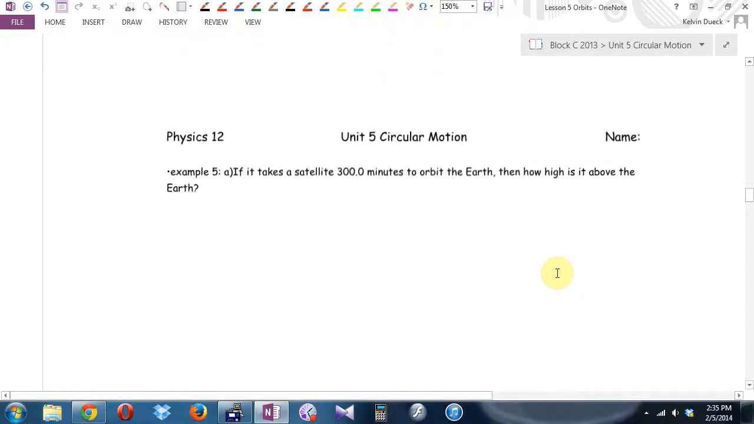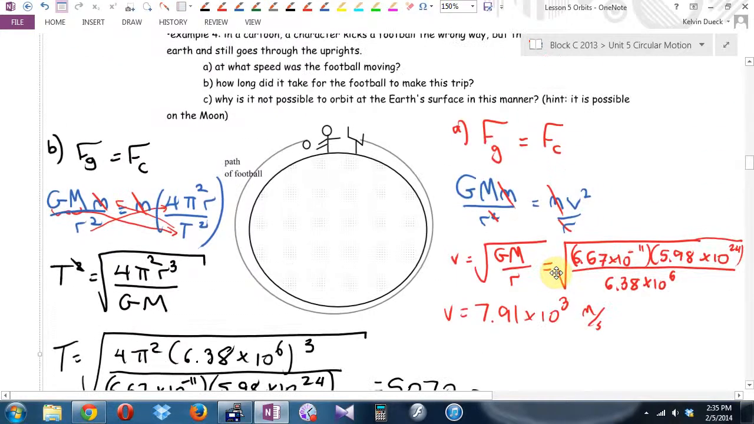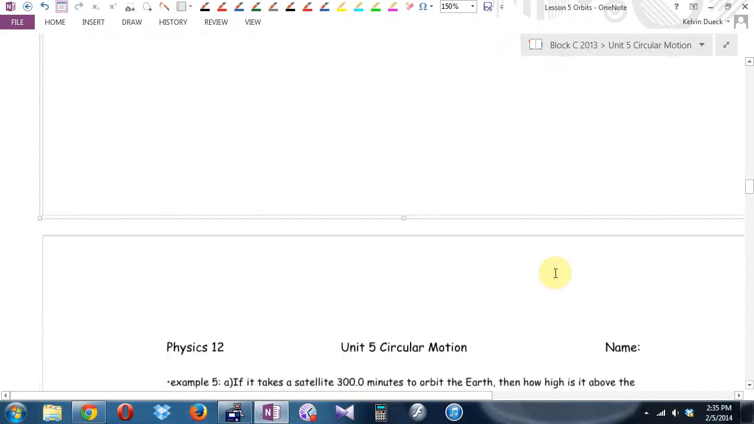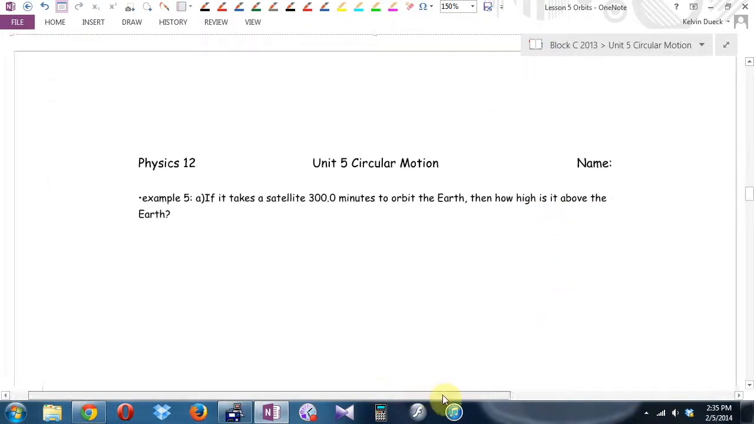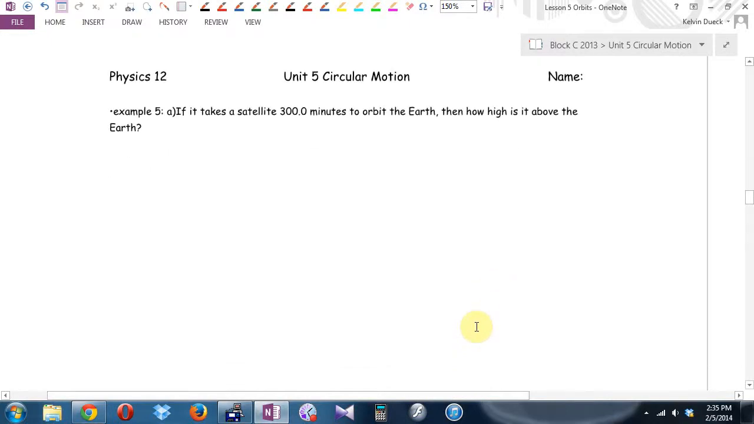So what can we do then? We can find period or radius or speed if we're given period or radius or speed. We just have to pick the correct circular motion equation. So, example 5. What does example 5 want us to find?